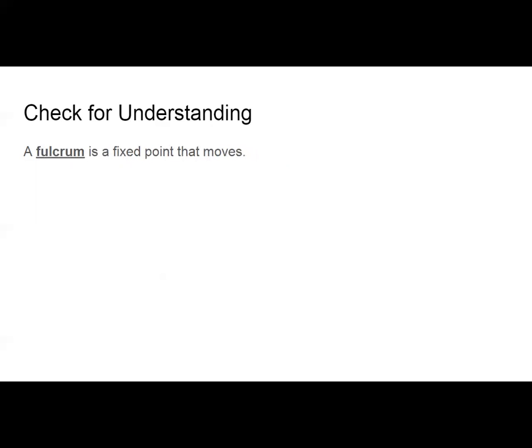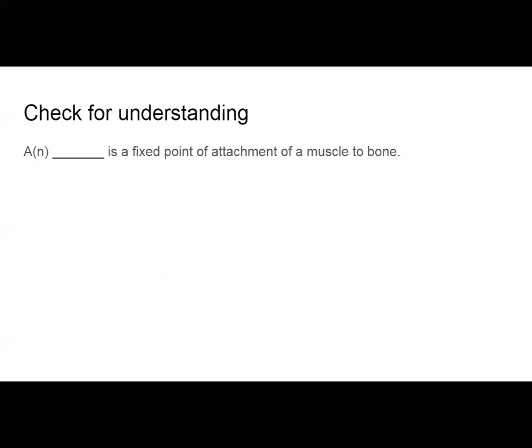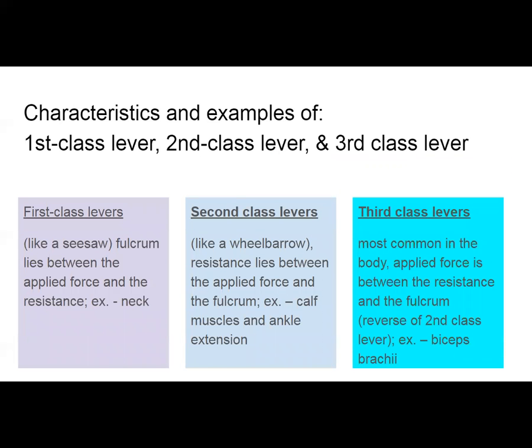A blank is a fixed point that moves. All right. A blank is a fixed point of attachment of muscle to bone. Okay. A blank is a movement produced by muscle contraction. Okay. A blank opposes the movement of the agonist or prime mover. Okay. A blank is a smaller muscle that assists the prime mover. Synergist, yes. All right.